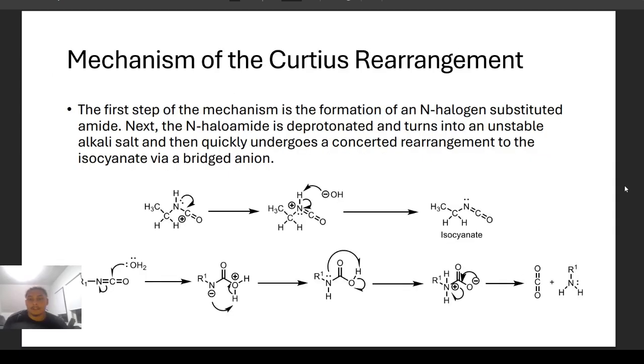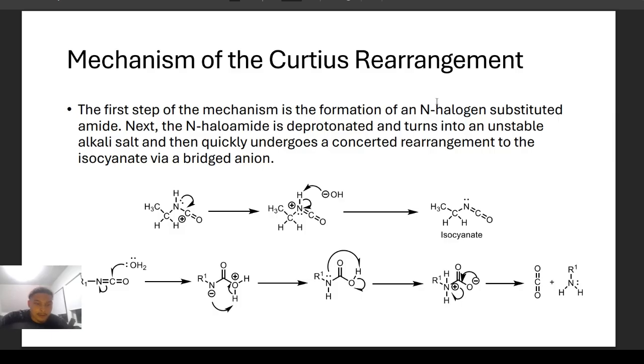The mechanism of the Hofmann rearrangement. The first step of the mechanism is the formation of an N-halogen substituted amide. Next, the N-haloamide is deprotonated and turns into an unstable alkali salt, and then quickly undergoes a concerted rearrangement to the isocyanate via a bridged ion.